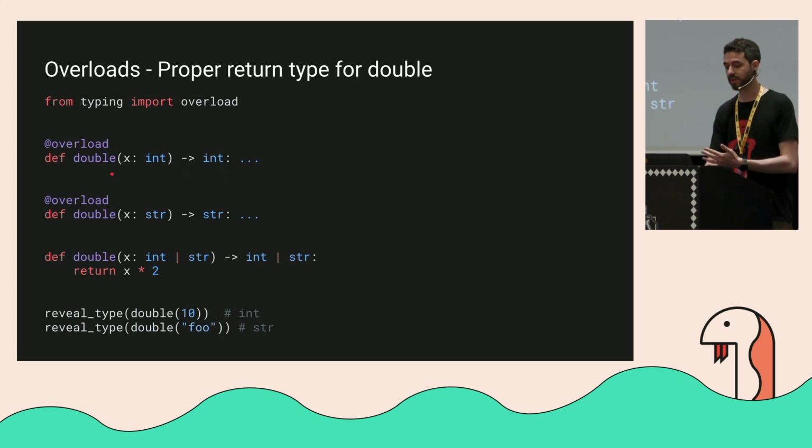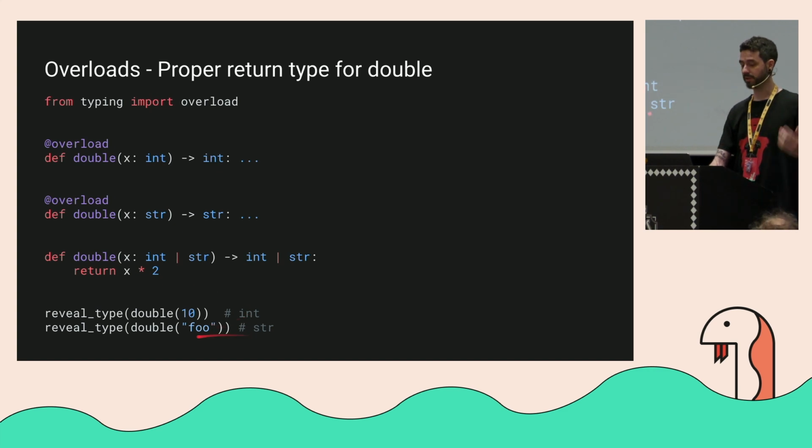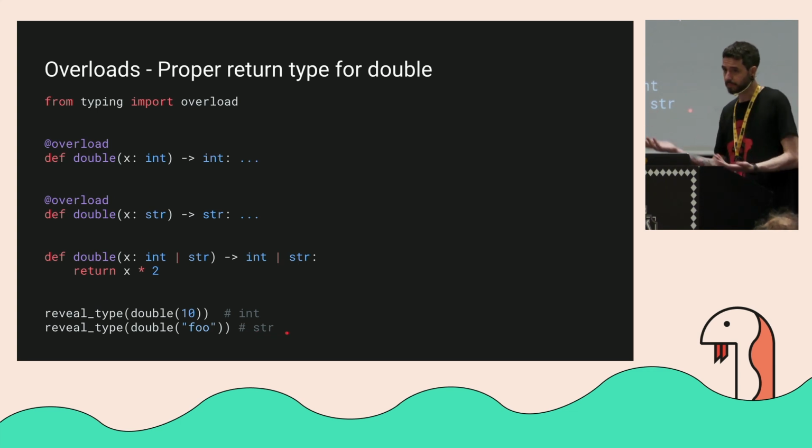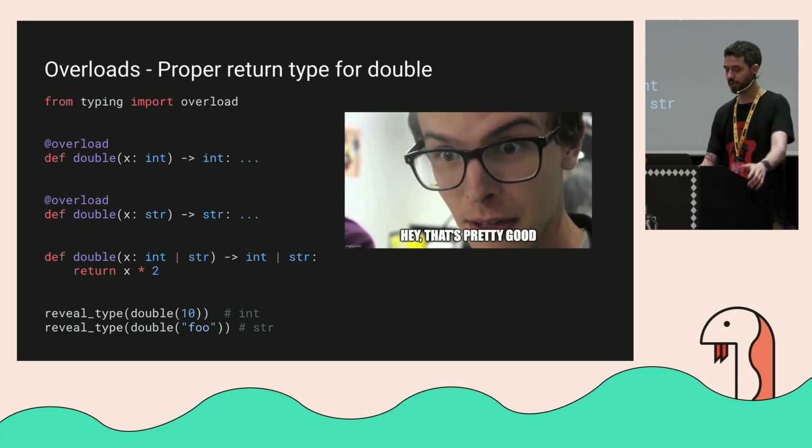So in this case, the double, when you pass an int to it, you are going to get an int back. If you pass a string, you get a string back. And this is the actual implementation. So, yay, now if I pass 10, I get an int. If I pass foo, I get a string back. It's going to be foo. And typing is happy now. That's pretty good, I think.